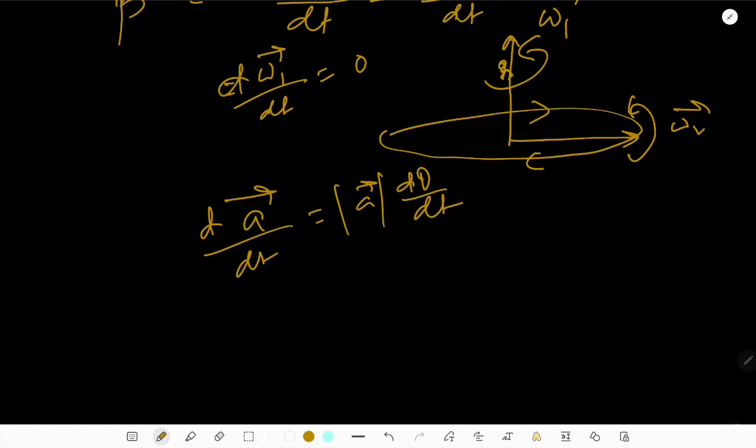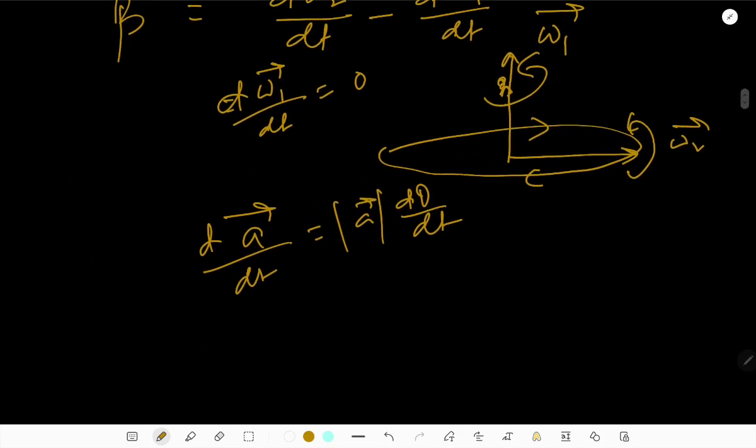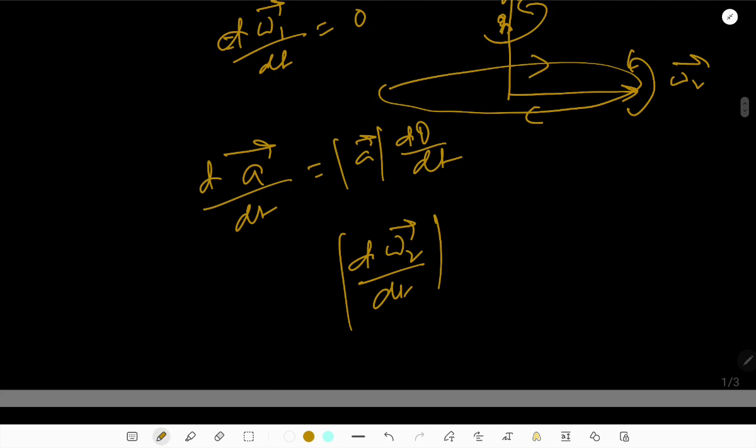So I want to know d omega 2 by dt in this frame, because in this frame d omega 1 by dt is equal to 0. So I want to find the magnitude of d omega 2 by dt in this frame. And so I want to find the derivative of this vector omega 2. So it will be equal to magnitude of omega 2 multiplied by the angular velocity with which this arrow is rotating, and that is omega 1.